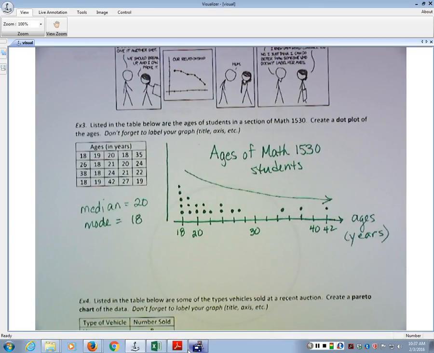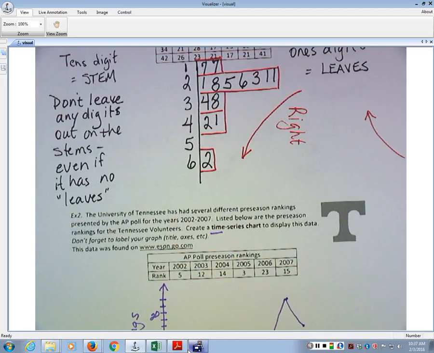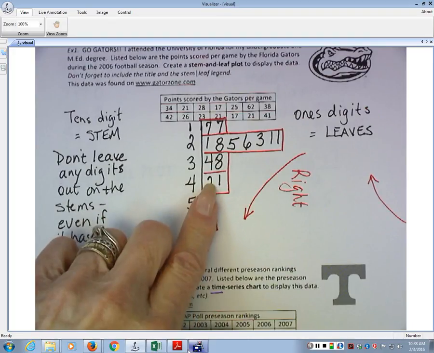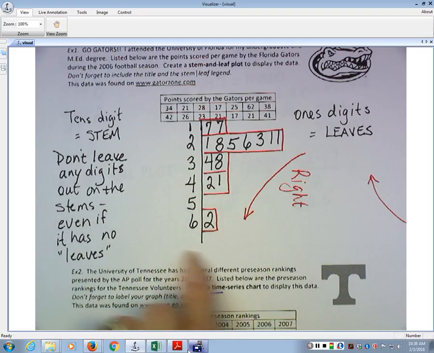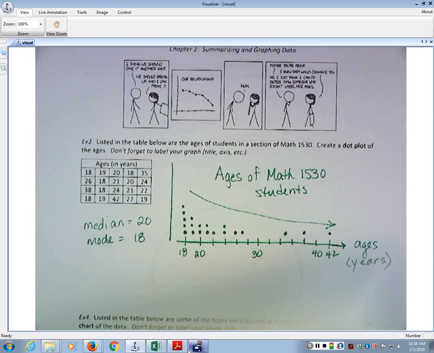Graphs are not really very informative, no matter what kinds you have, if you don't at least say what the graph is about. So if we were doing this graph, in addition to saying that it's rankings over time, we might want to put up here AP poll preseason rankings. And since we're looking here at points scored by the Gators per game, then we could put points scored by the Gators. So your graph really needs to have a title so that people know what it's talking about.